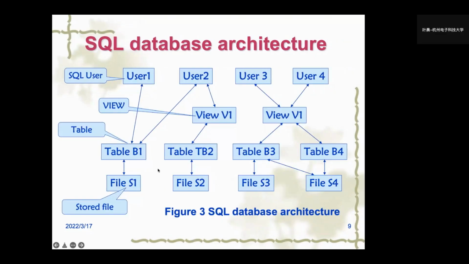And here we can see the architecture for our SQL database. For the users, we have a lot of users and a lot of views, and these are in the external schema. And for the actual tables, table TB1, table TB3, these tables are stored in files, which is the physical storage level.